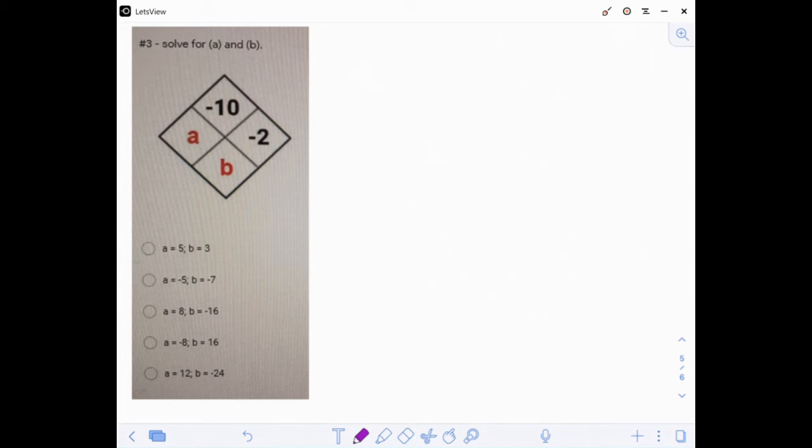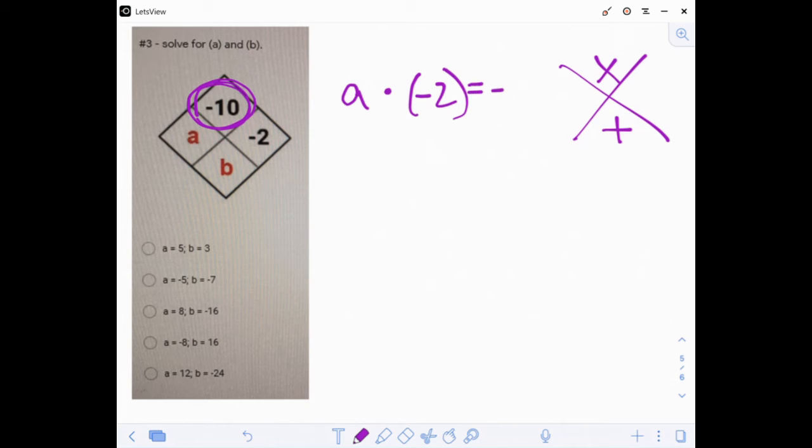For this diamond problem, again, the pattern is important. We're adding to get the bottom and multiplying to get to the top. They gave us the top number, so we get that through multiplication. So we need something, or A, right? Something times -2 equals -10. We can take 5 times -2 to equal -10. 5 times -2 equals -10.